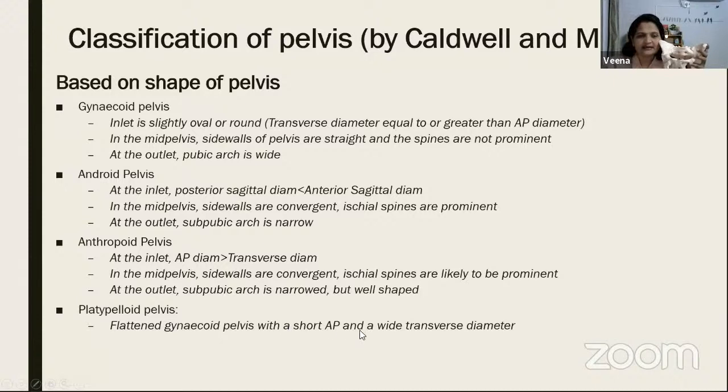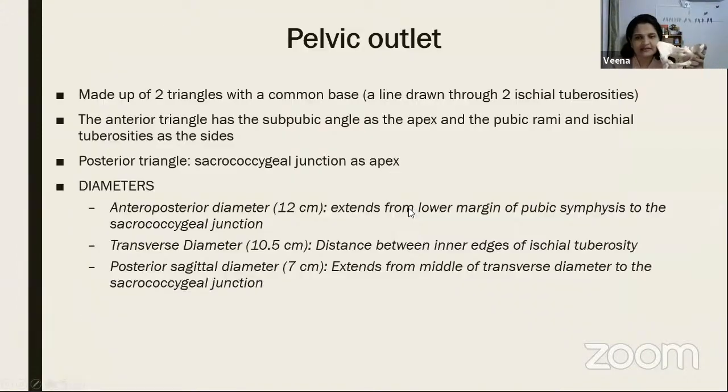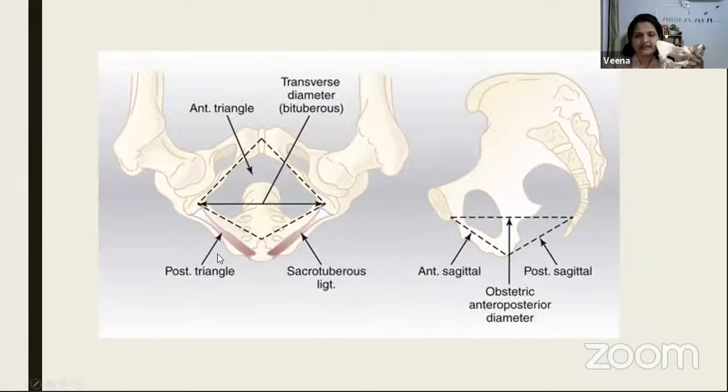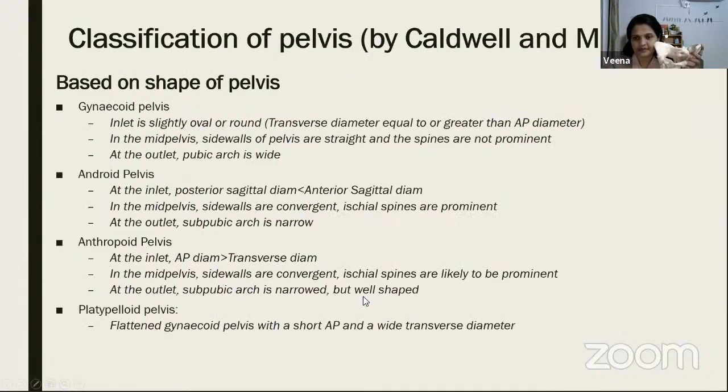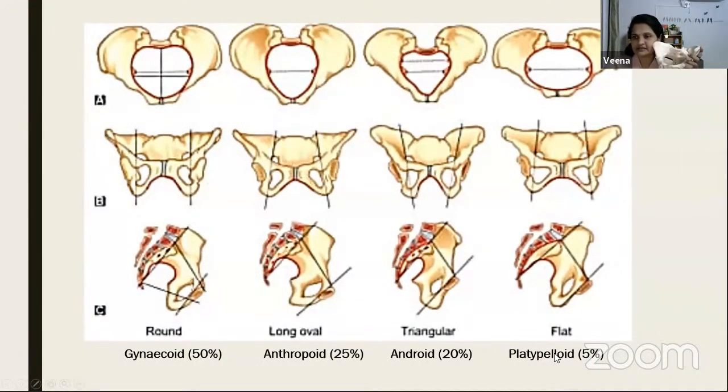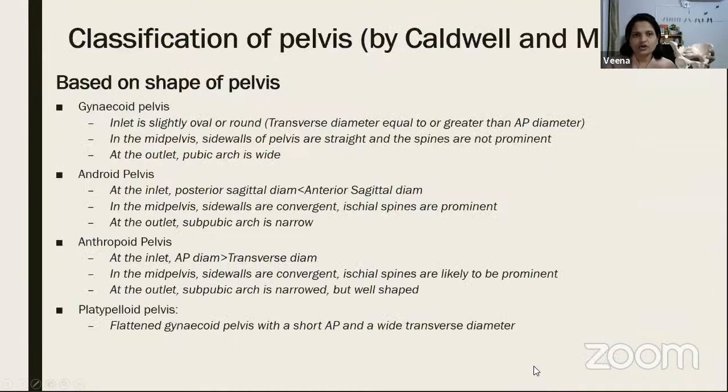Then we have a flat pelvis, which is extremely rare. A very short anteroposterior diameter but a very wide transverse diameter is typical in a flat pelvis. As you can see in this diagram, we hardly have 5% as flat pelvis. The majority of cases will have gynecoid pelvis, almost half of them. Then android and anthropoid are almost equal, and platypelloid is very, very less. So now this is about your listing. Now let's go to the mechanism of labor.